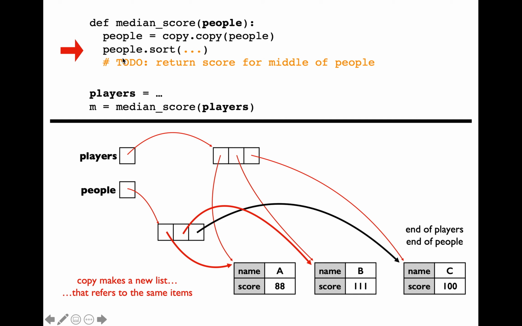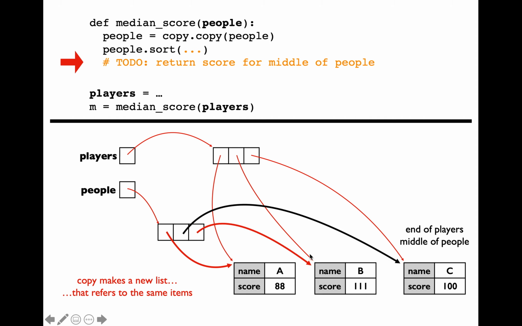So in line number 2, when you invoke the sort method call on people, you're only going to sort the index positions within the copy of the list object instance that you created. So that's going to move this third dictionary here to the index position 2. That's because the scores are ordered using ascending order. So you're going to get 88, 100, and then 111.